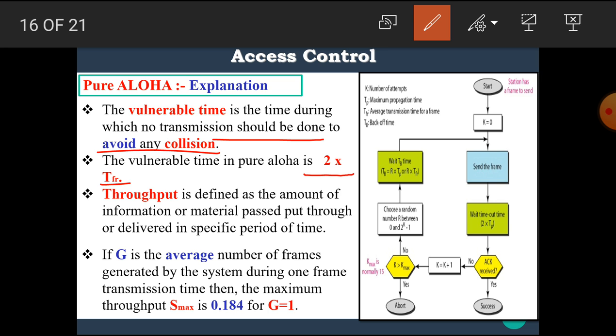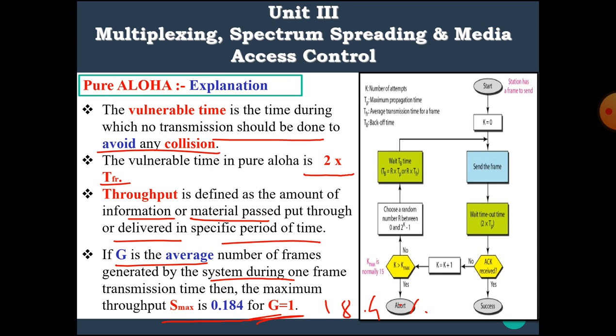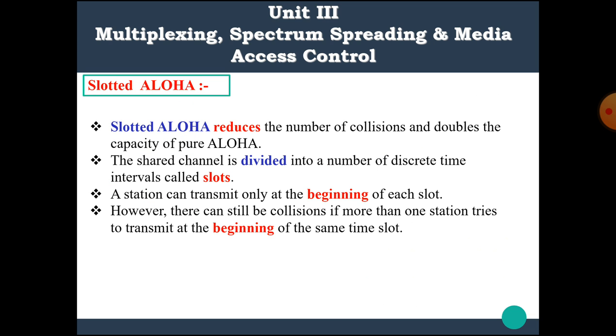Throughput is defined as the amount of information or material passed through, or delivered, in a specific period of time. If G is the average number of frames generated by the system during one frame transmission, then the maximum throughput, Smax, is equal to 0.184, or we can write it as 18.4%, for G equal to 1. Okay, I hope you all understand the pure ALOHA.